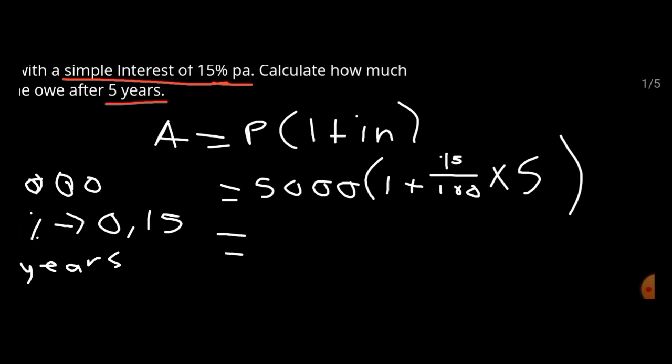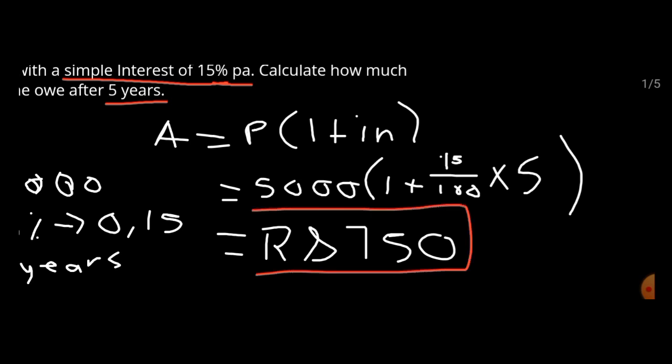To avoid errors, simplify: just press this whole thing in your calculator and say 5,000 into 1 plus 15 over 100 multiplied by 5, and then it's going to give you the value of 8,750 rand. Remember, this is money, so it's 8,750 rand, with the cent or the coin. So after 5 years you will have this amount of money, 8,750.